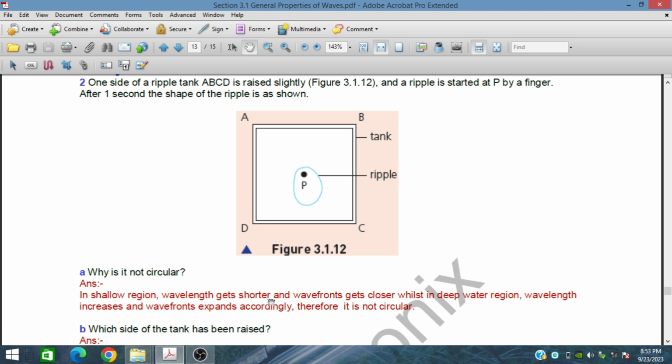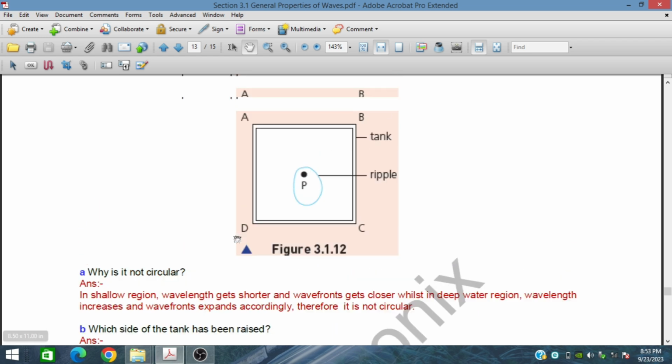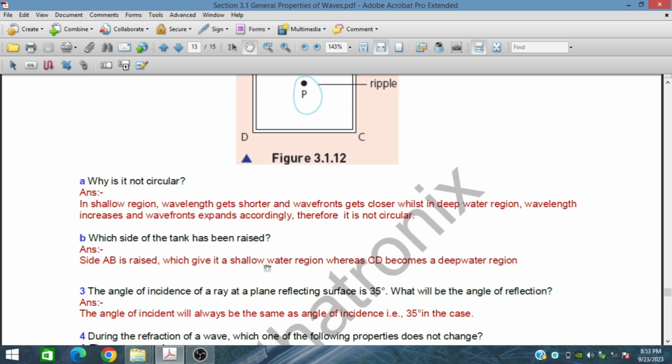In the shallow region, the wavelength gets shorter and the wavefront gets closer, while in the deep region, the wavelength increases and the wavefront expands accordingly. So the wavefront expands in a deep region and is closer in the shallow region. That's why this shape has transformed from circular to elliptical. Which side of the tank has been raised? Side AB has been raised. So this gives a shallow water region, whereas CD becomes a deep water region.